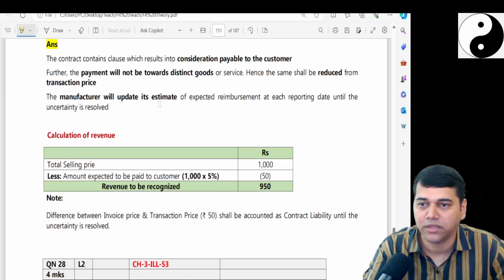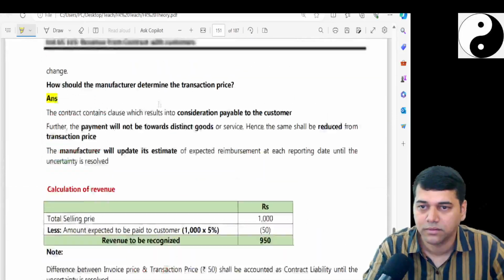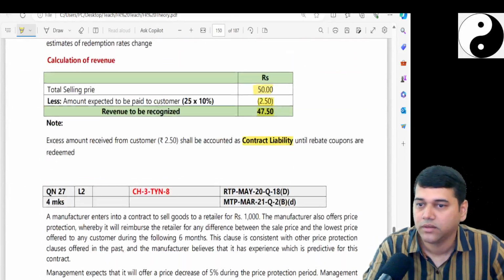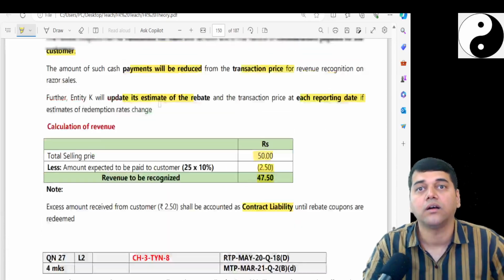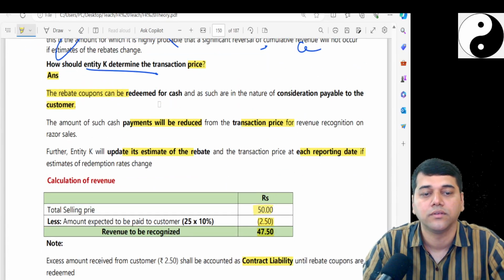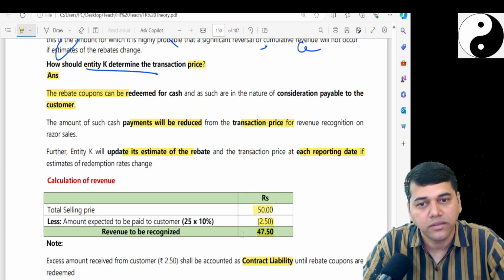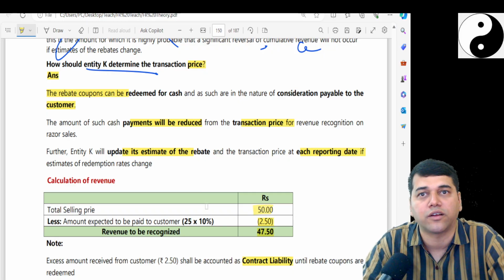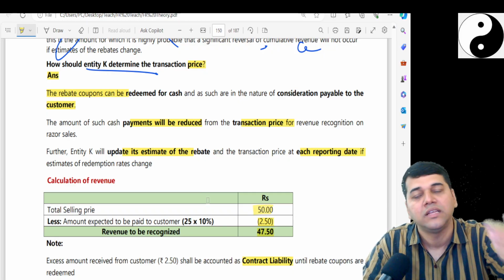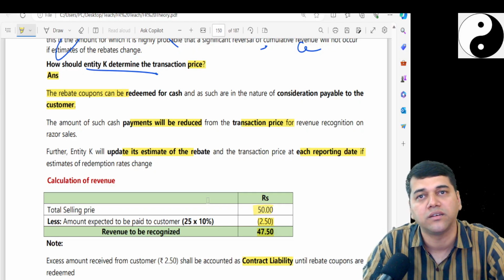Clear, no, students? Yeah, that's what. Who is accounting here? The company itself is accounting, no? When the sale happens, the revenue recognition entry is passed by the company here. Clear?